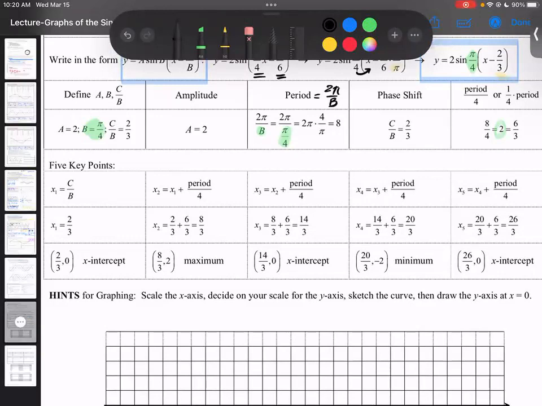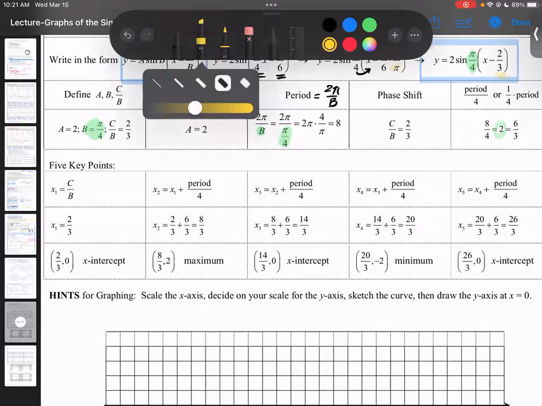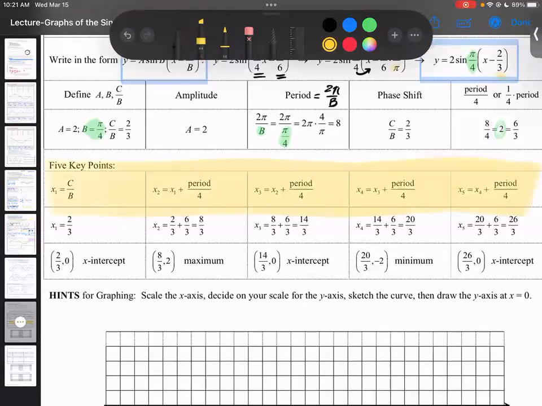To find x3, it's recursive, meaning you need to know the one before in order to know the one right now. So x3 is equal to x2 plus period divided by 4 again. So x2 is 8/3 plus that value, which is 6 over 3. And on and on. Does it make sense? It's recursive. Is it always going to be period over 4? Yes. That is the formula, the one you saw. You follow that.